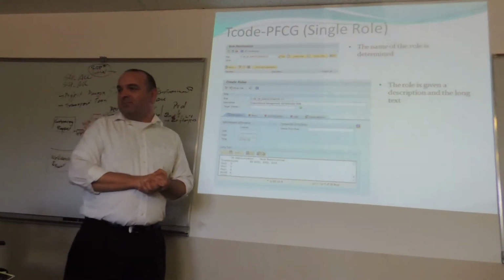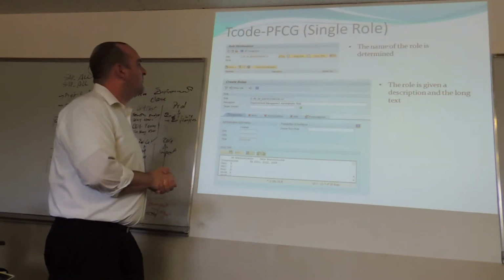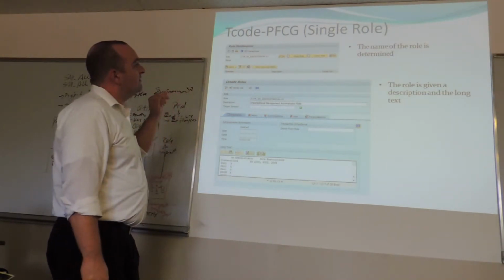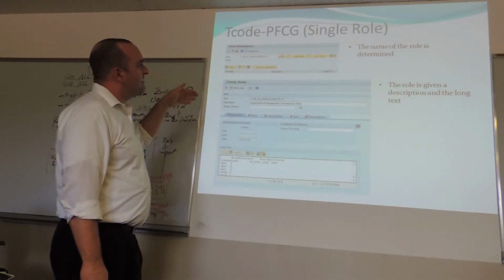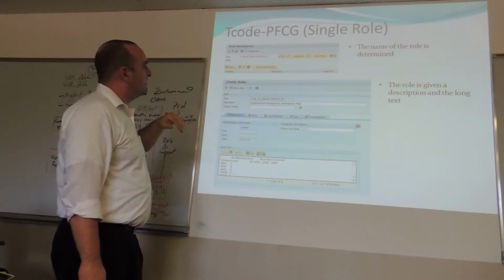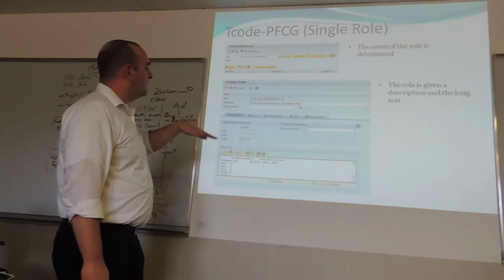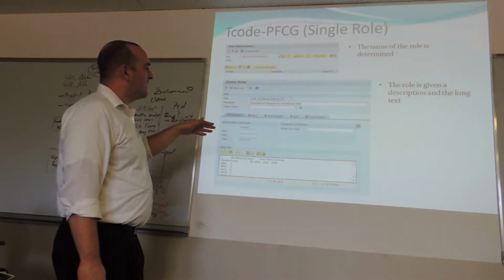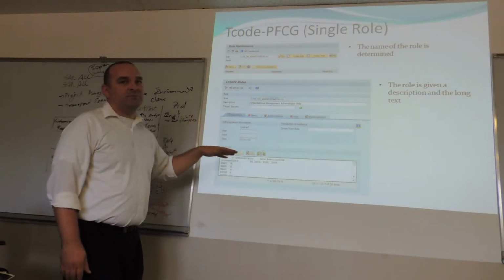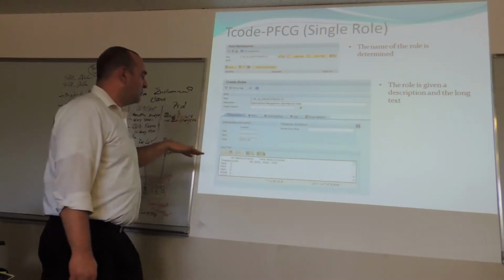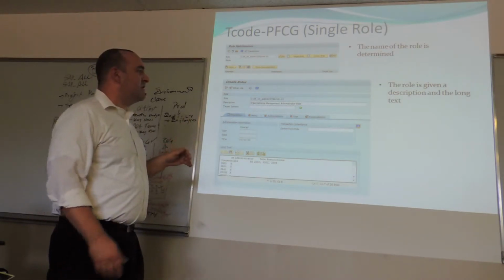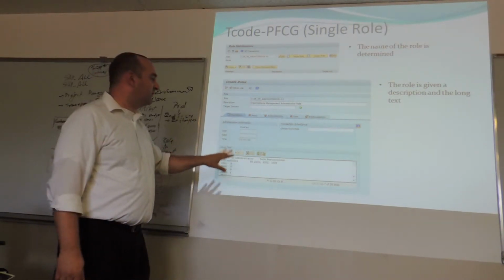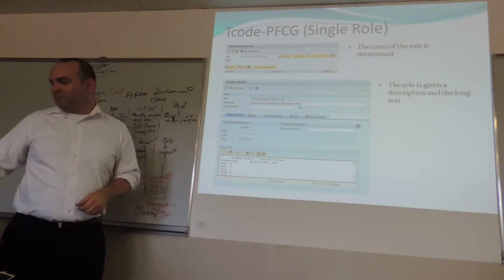Okay, now in the PFCG, we're going to create a single role, and usually it starts off by you would give it a name, or the name of the role is determined, and you would create, and then you would give that role a description along with the long text, and usually that comes from the business blueprint. You'll entail what functions that role is going to have, T codes, authorizations, and you would put all that in the long text.